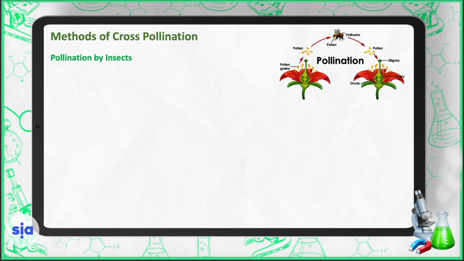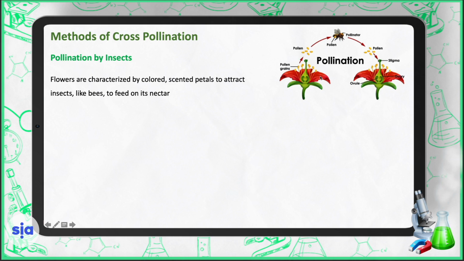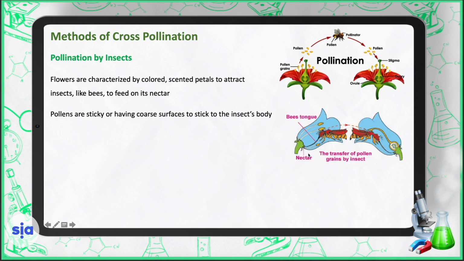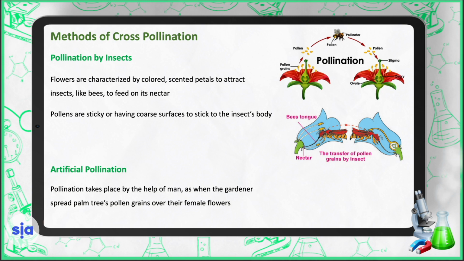Now there is pollination by insects. Flowers are characterized by colored and scented petals to attract insects like bees to feed on their nectar. Pollens are sticky or have coarse surfaces to stick to the insect's body. And then, of course, the insect will transfer the pollens from one flower to another. There is also what is called artificial pollination, and it takes place with the help of man, as when the gardener spreads palm trees' pollen grains over their female flowers.